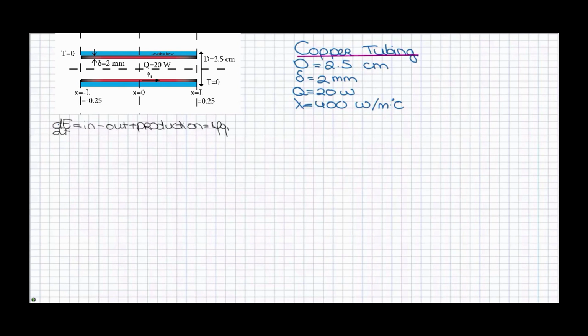So Q divided by the length of the tube, which is 2 times L. Because then you have the heat production per meter, and that is what you want because you have to multiply it by dx, which is the small part you are observing. Of course, the energy balance equals 0 because the situation is stationary.